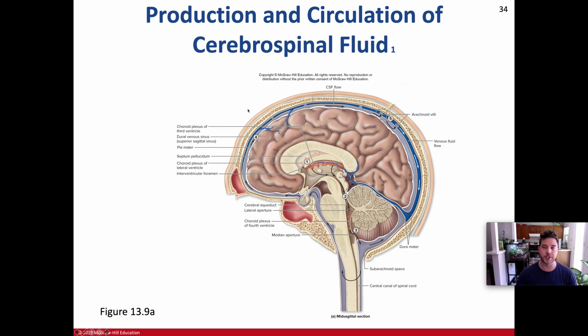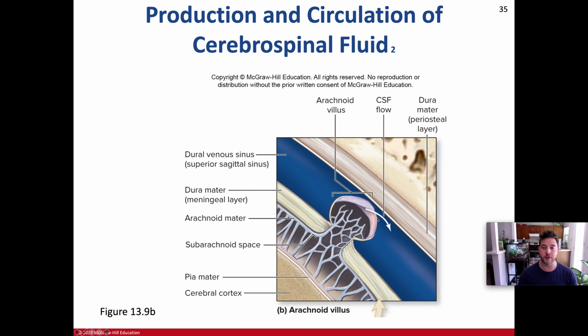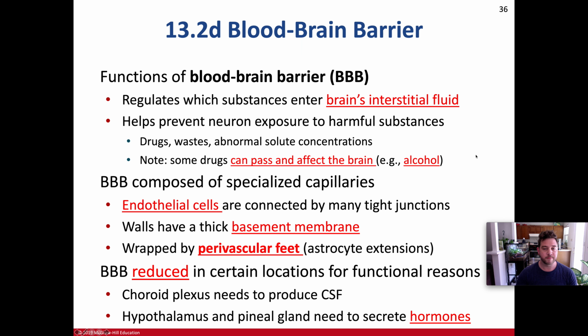Okay, here is just your book's representation of that. So production starting here, flowing out through the ventricles, the third ventricle, until it can be circulated around through that subarachnoid space. This is one of those arachnoid villi that allows fluid to be filtered out, or arachnoid villus, I guess. Okay, and then the blood-brain barrier.